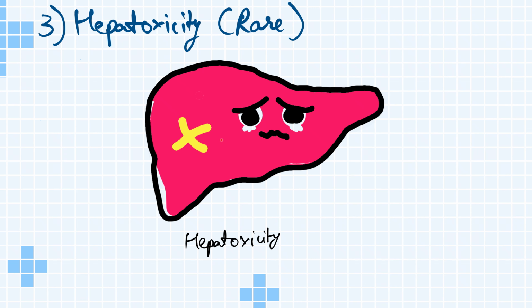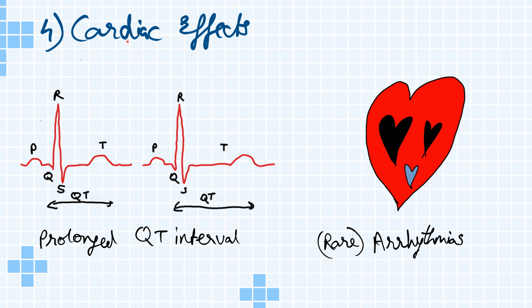Hepatotoxicity refers to liver damage caused by the drug. The adverse effect is rare but can occur in some patients during the treatment. Cardiac effects are rare but important adverse reactions. The drug may prolong the QT interval on ECG, which can increase the risk of arrhythmias in some patients.